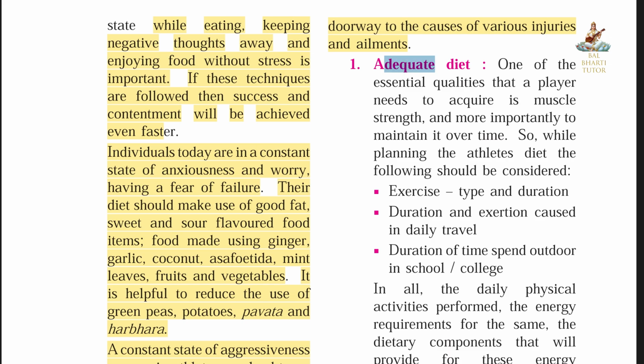First, adequate diet. One of the essential qualities that a player needs to acquire is muscle strength and, more importantly, to maintain it over time. So, while planning the athlete's diet, the following should be considered. First, exercise, type and duration. Second, duration and exertion caused in daily travel. Third, duration of time spent outdoor in school or college.